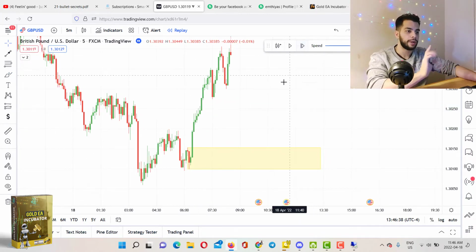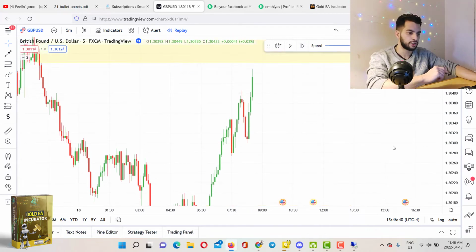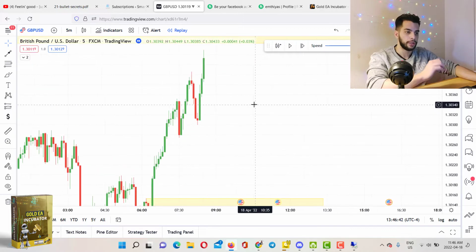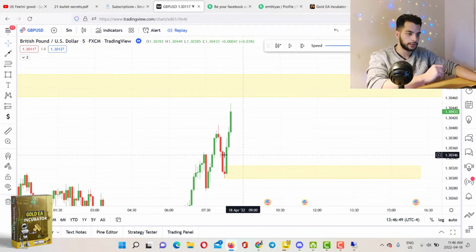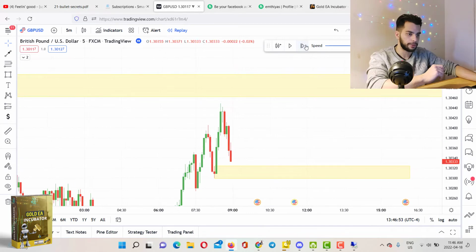You just need to wait for the price. So as the price is trying to create higher highs and higher lows, we are creating more high probability demand zones and supply zones. So this one is the first one, and you just need to wait for this one to see how it reacts.